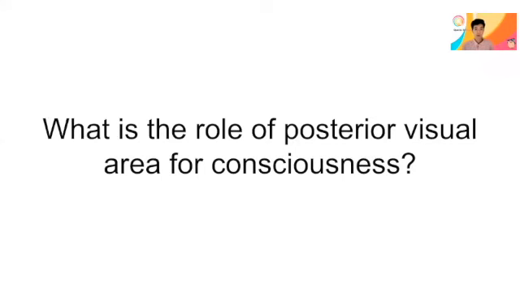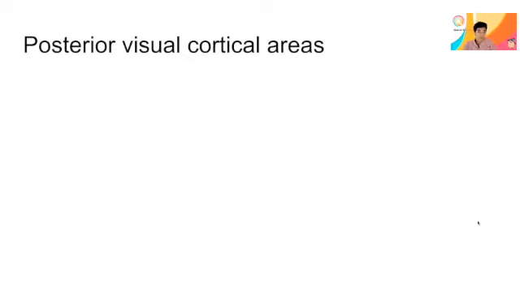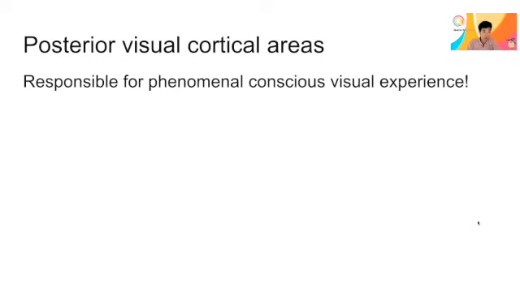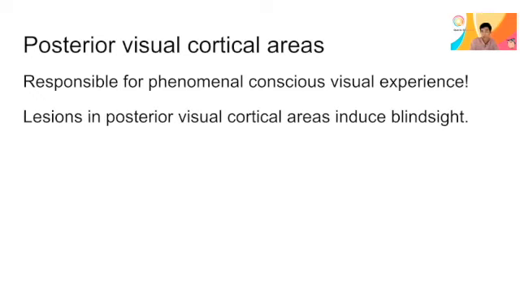What is the role of posterior visual area for consciousness? Posterior visual cortical areas, in short, are responsible for phenomenal conscious visual experience. If you lose it, then people, in some cases, become blindsight, and sometimes they just become blind. It depends on the exact type of the lesion and so on. But the blindsight is the one that I'm going to focus on today.